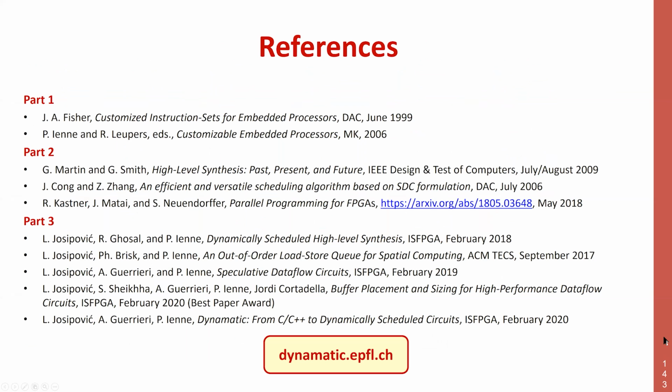You have here a few references on the different parts of this lecture. And the third part is actually work that we are doing right now in my lab. Lana Josipovic is actually the person that is doing this work. If you are curious, you can go on dynamatic.epfl.ch. We have open sourced our HLS tool, and it is available, therefore, for everyone to play with.